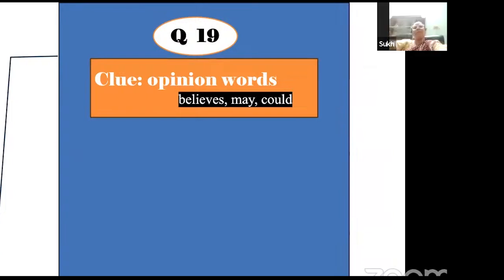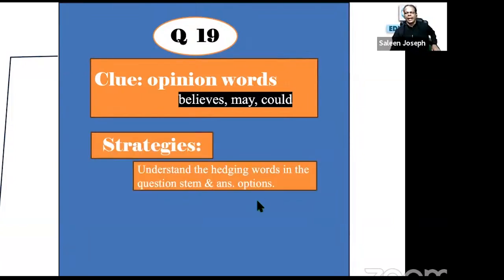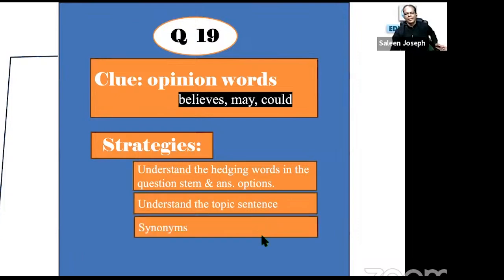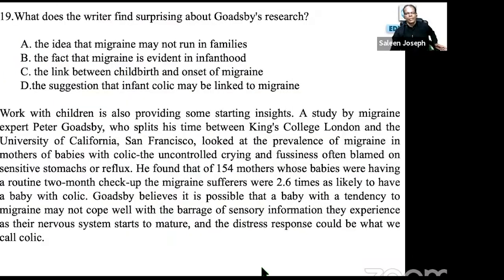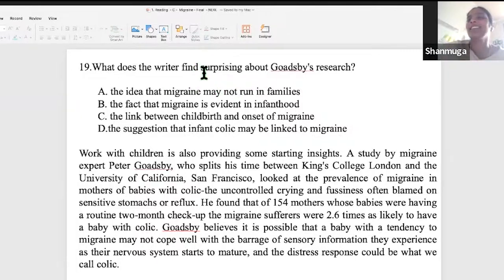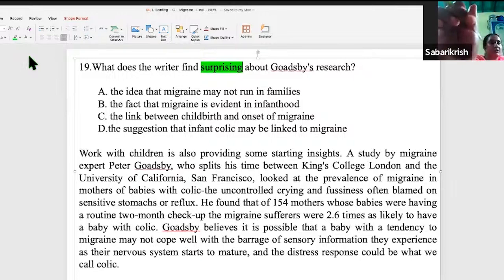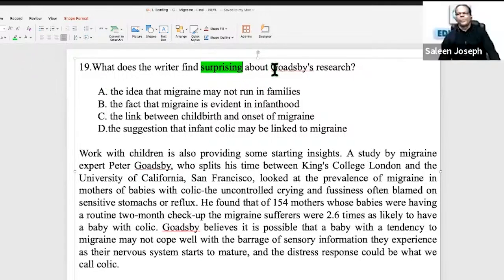Opinion words, 19th one. Shall we go on? So the clue is opinion words: believe, may, could. Strategies: understand the hedging words in the question stem and answer options as usual. Then understand the topic sentence again, and synonymous language. What does the writer find surprising about Godsby's research? Surprising tells you emotion. And Godsby's research is a name.